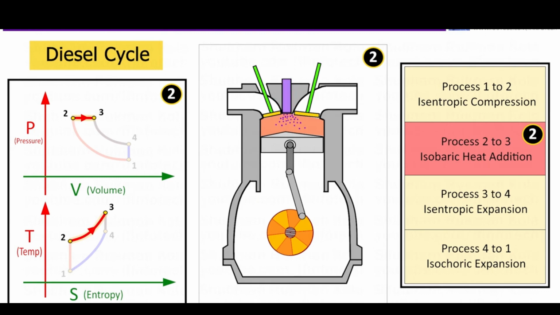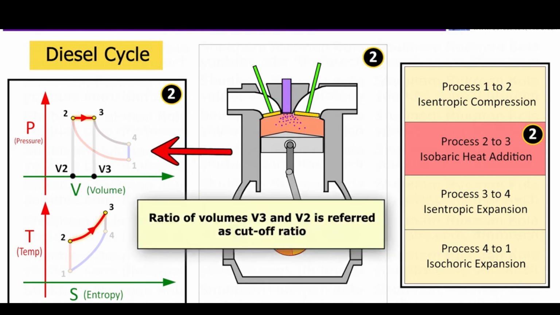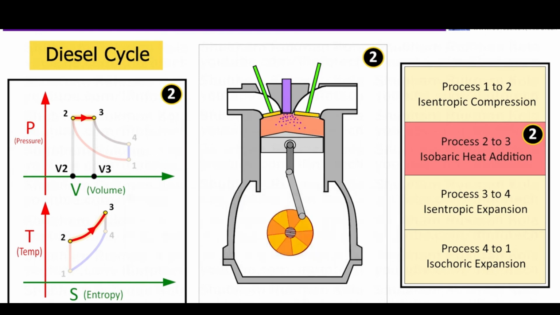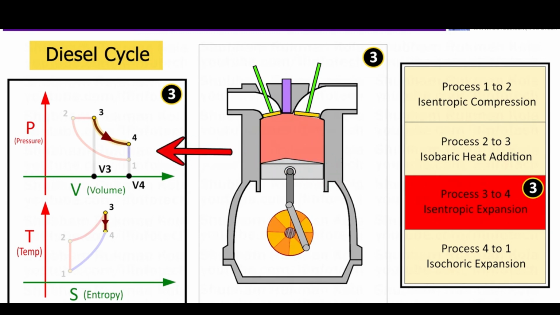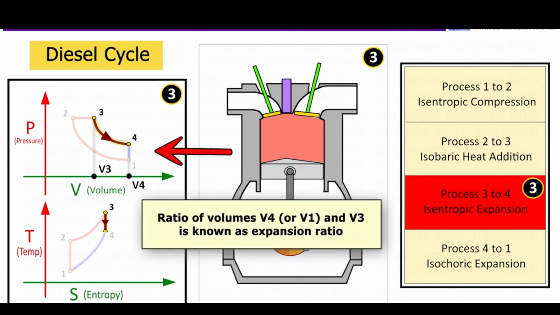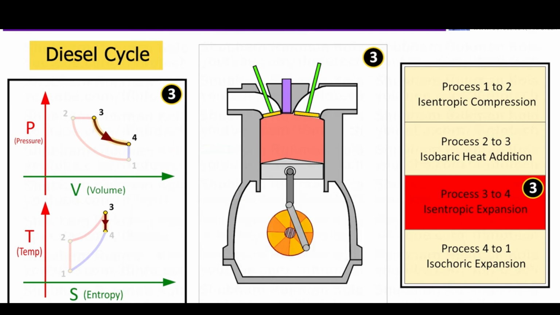Now we are at process number 3, the isentropic expansion. The piston goes from TDC to BDC. The PV diagram shows the process 3 to 4. When we talk about the fourth process, the isochoric heat rejection, it is characterized by the exhaust and intake strokes.